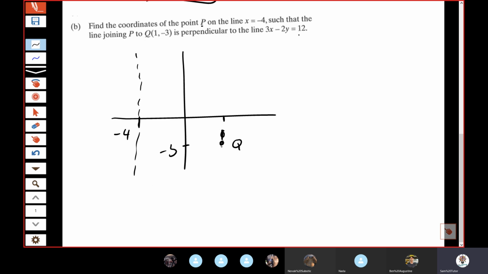So let me draw this line now. When x is 0, y is negative 6.